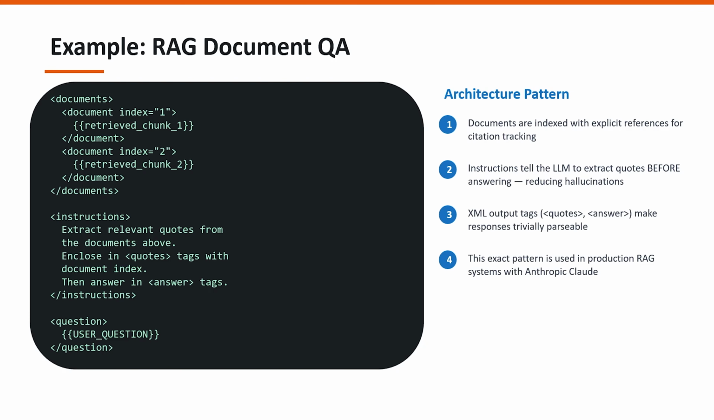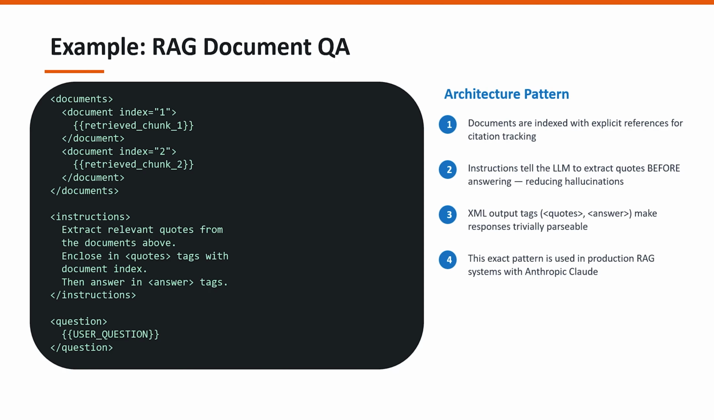If you are building any kind of document question answering system, this pattern is gold. See how the documents are indexed: document index 1, document index 2. This allows the AI to cite its sources properly. The instructions tell the AI to first extract relevant quotes from the documents, put them in quotes tags with the document index, and then answer in answer tags.